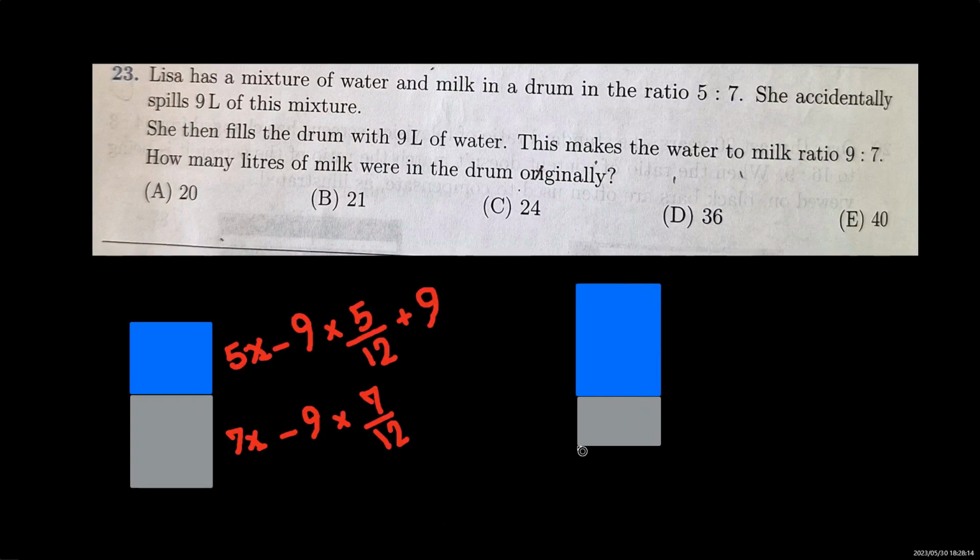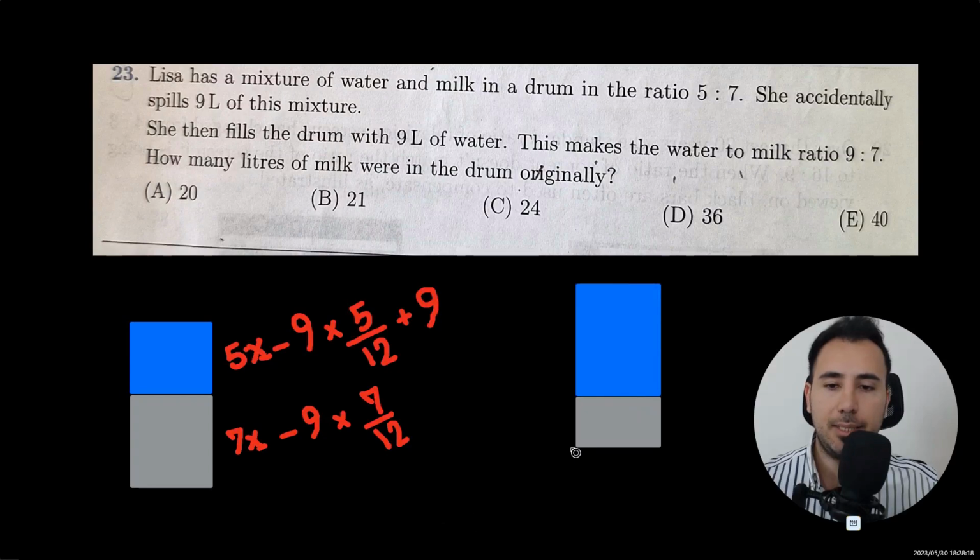Okay, because we lost milk, but we ended up with more water. So that's going to be the ratio. And now this one over this one is going to be 9 over 7. Okay, let's do it.